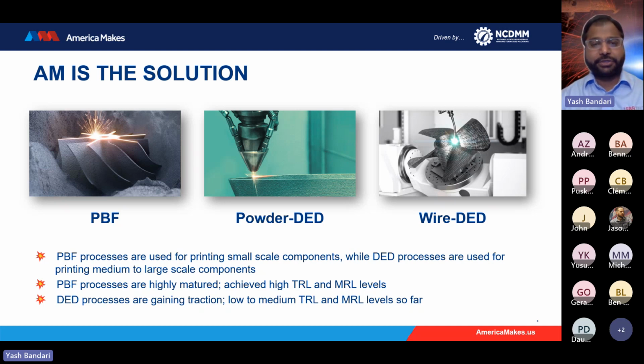Again, under metal additive manufacturing, there are a lot of processes, right? I broadly classified them into two types. One is powder bed and then DED processes. And as we all know, powder bed is a lot more matured compared to the DED side of it. However, we are seeing a big gap in manufacturing large-scale components. So this is where DED processes, directed energy deposition processes, come into picture.